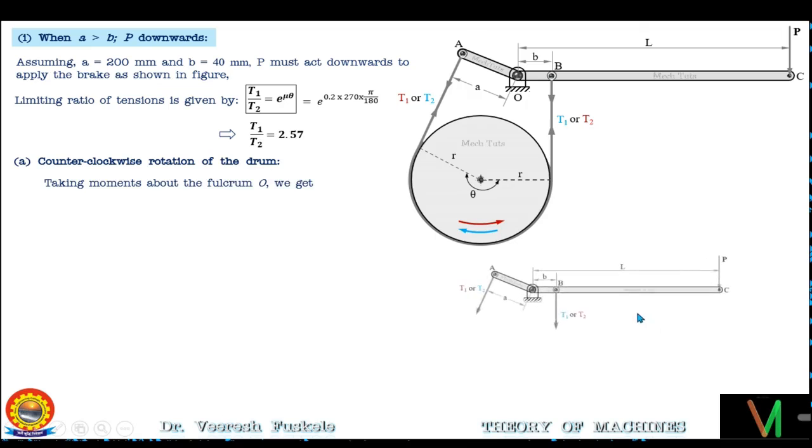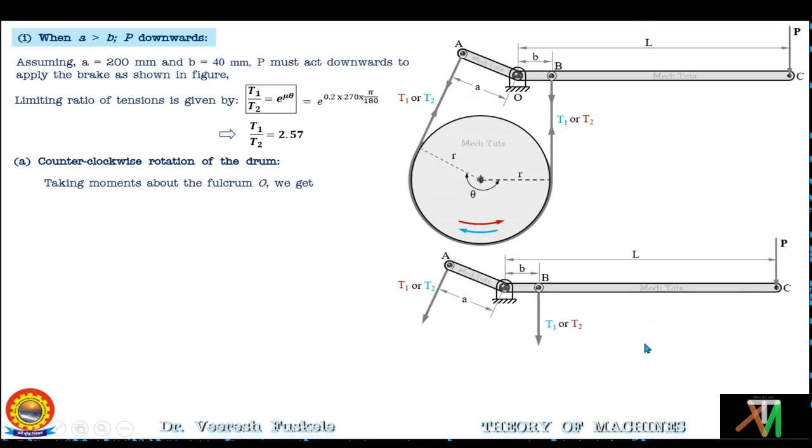For that, this is the free body diagram, which is having force P and tension T1 and T2. So the tension T1 rotates the lever in the anti-clockwise direction, so its moment will be positive, and the magnitude of the moment will be T1 into A. That is the perpendicular distance of the line of action of T1 from the fulcrum point. And the moment of force P will be in the clockwise direction, so it will be a negative moment, and the magnitude will be P into distance L, the distance of P from the fulcrum point.